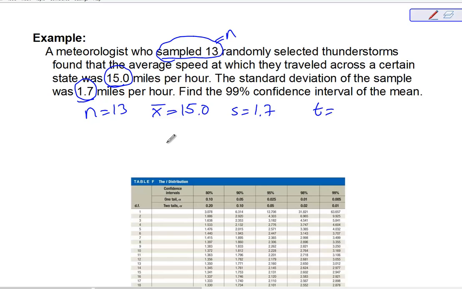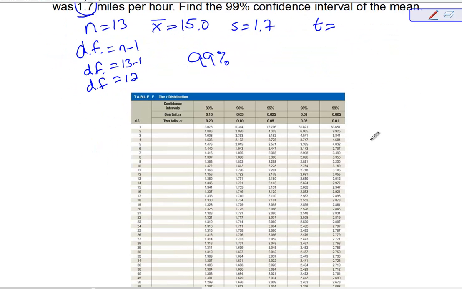We need to find our t. To find our t, we need to know the degrees of freedom, which is n minus 1. So that's 13 minus 1. So we have 12 degrees of freedom. We're using a 99% confidence level. So we come down here to our table. We're using degrees of freedom of 12. So here. And we're using the 99% confidence. So the t that we're going to use is 3.055.